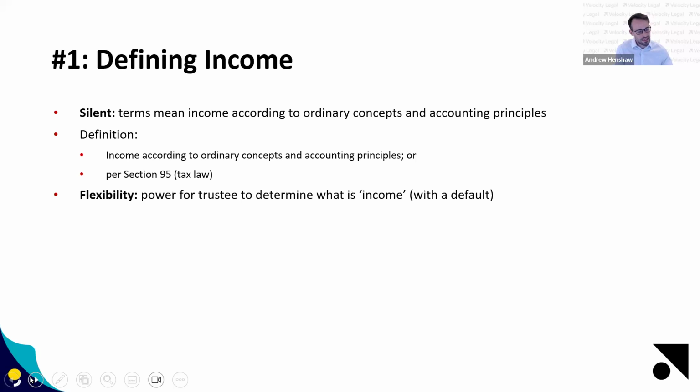Ideally, what you want is a flexible one. So you've got the power for the trustee to determine what is income, and some sort of default in the deed if the trustee makes no determination. In that case, the trustee can decide each year whether there is some reason why we should define income some other way. What happened this year? Was there anything unusual? Was there a capital gain or whatever the issue is? You've got the power to choose what might be best for the family group.